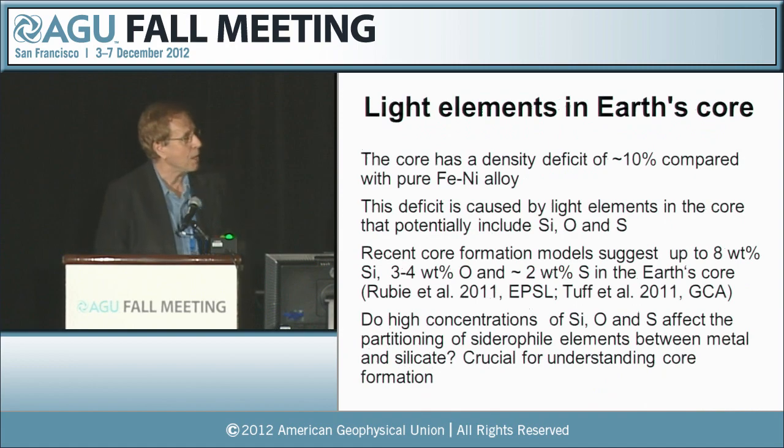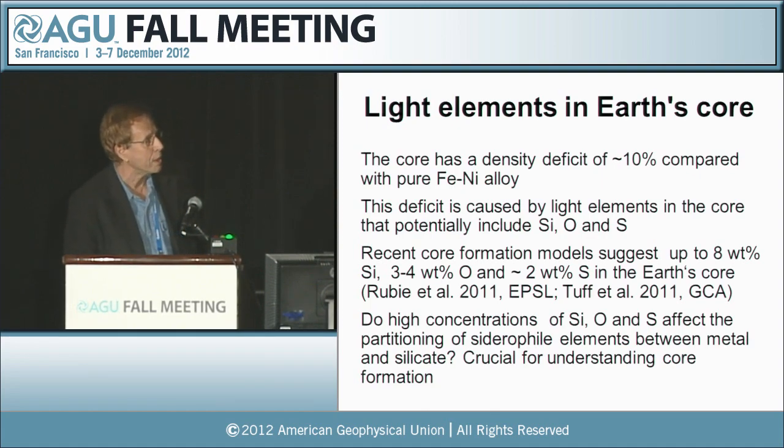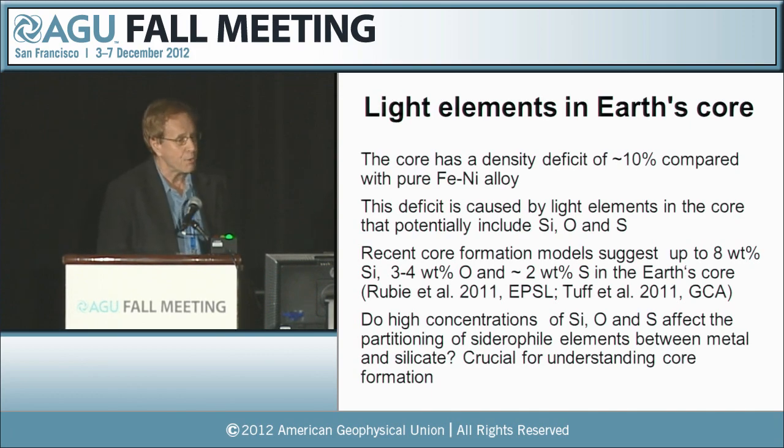Okay, so now there's a potential problem here, because the Earth's core has a density deficit of around 10% compared with pure iron-nickel alloy. And this density deficit is certainly caused by light elements in the core that potentially include silicon, oxygen, and sulfur. Other elements have also been suggested, but I'm going to be concentrating on these today.